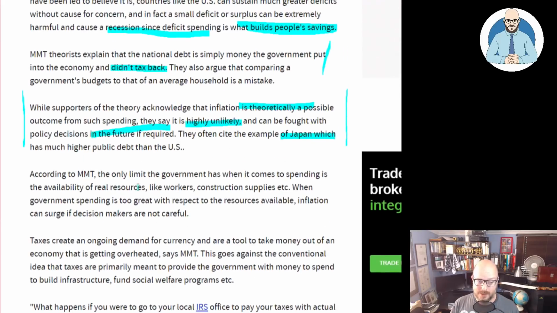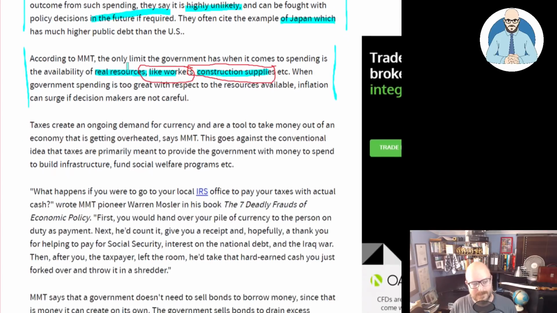So according to MMT, the only limit the government has when it comes to spending is the availability of real resources, like workers, construction suppliers. When government spending is too great with respect to the resources available, inflation can surge if decision makers are not careful. Well, both of these things are going to decline here in Australia right now. Workers due to this illness, and construction supplies because a lot of it is imported. So how are our decision makers going to be careful to not get us surging inflation?